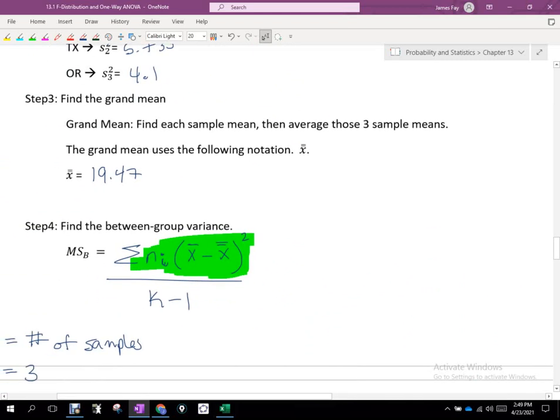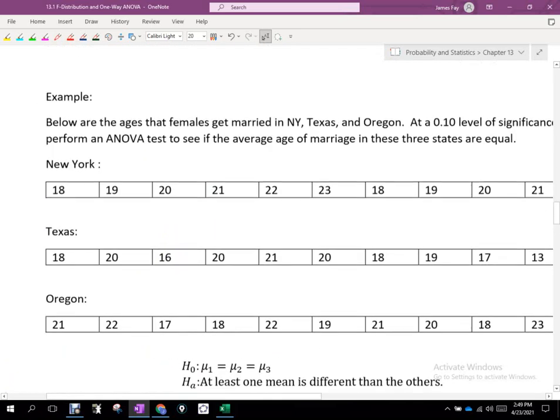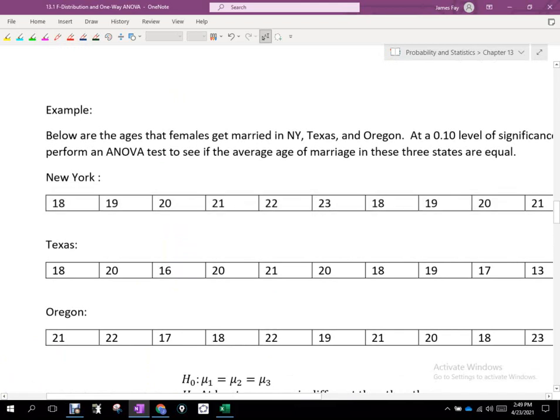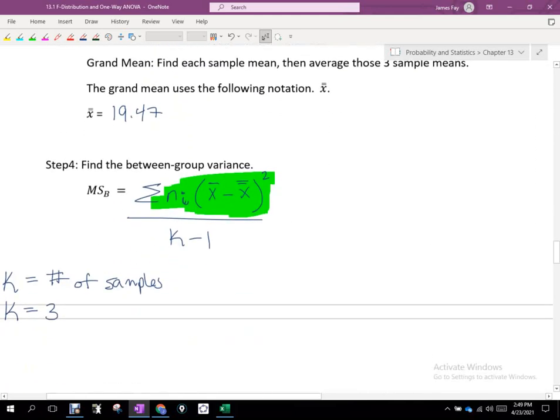The mean square between is allowing us to look at how this sample varies compared to that one, compared to that one. When we say varies within, we'd be looking at how 18 varies to 19, varies with 20, varies with 21 in that sample. So mean squares between is this formula here.